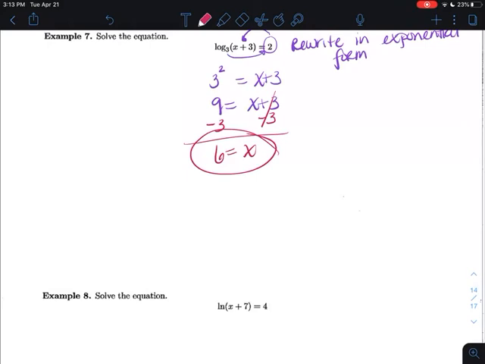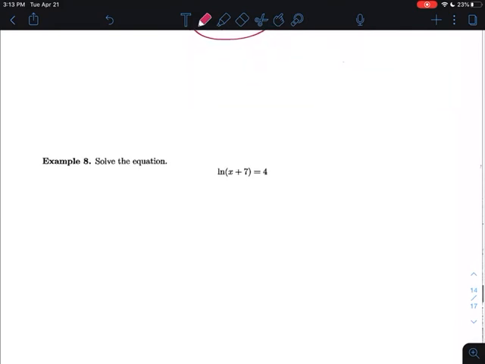Try number 8. All right, number 8 will be a great example where you can pause your video, try it, and come back.